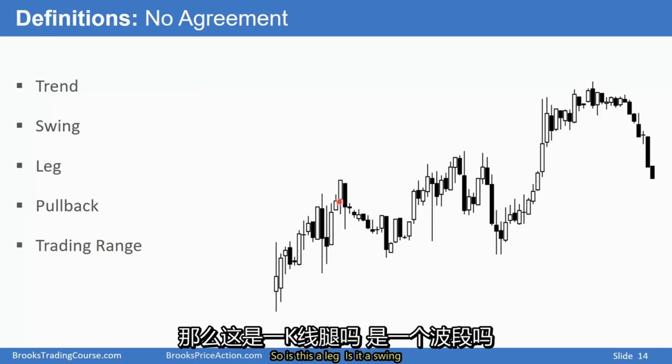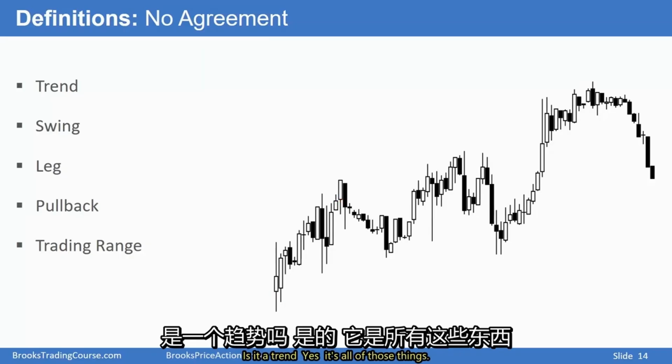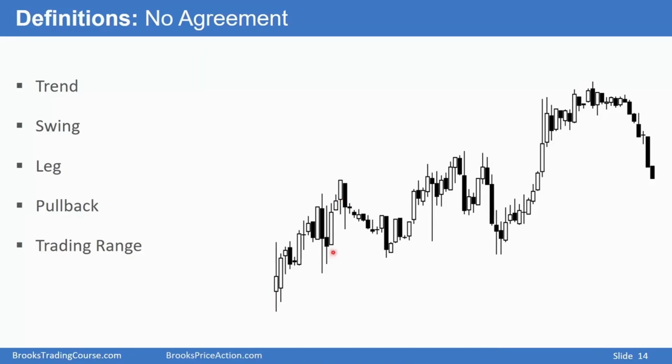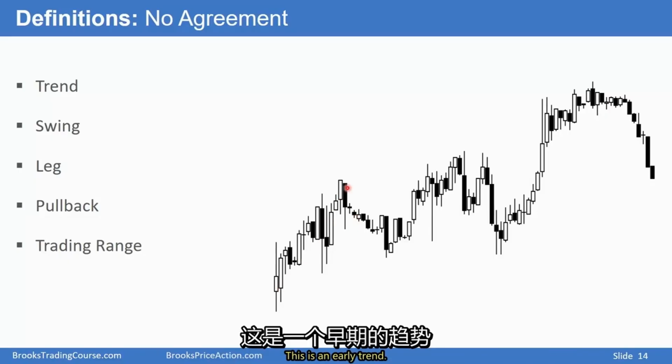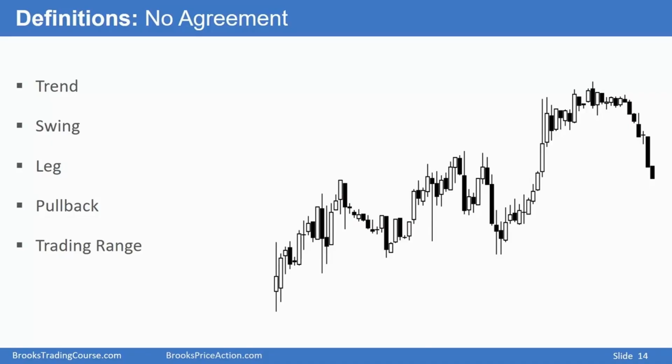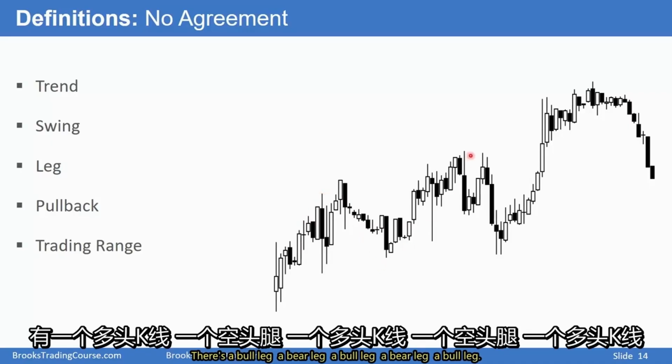So is this a leg? Is it a swing? Is it a trend? Yes, it's all of those things. Trends usually, you're thinking about 10, 20, 30 bars. This is an early trend. Trends are made up of legs. It has a bull leg, a bear leg, a bull leg, a bear leg, bull leg.